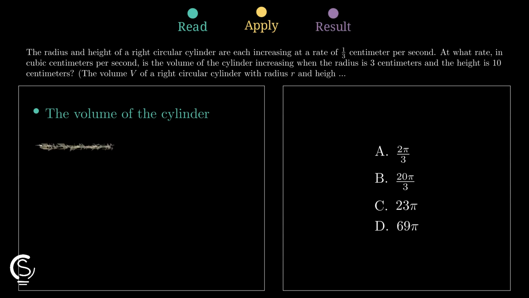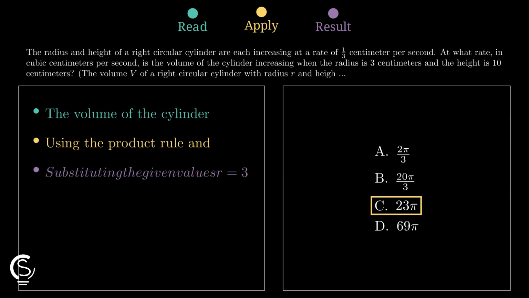Plug in 3 for radius, 10 for height, and 1/3 for both rates. Simplifying gives 23 pi, making option C the correct choice.